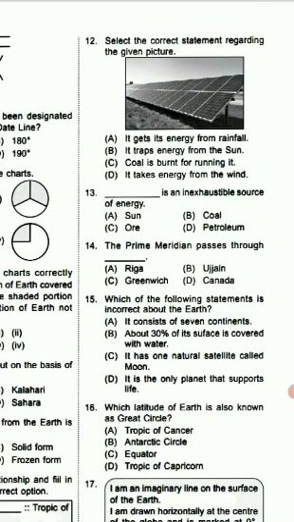Number 16. Which latitude of the Earth is also known as Great Circle? There are four options: Tropic of Cancer, Antarctic Circle, Equator, Tropic of Capricorn. And the answer is C. Equator is the latitude that is also known as the Great Circle. It divides Earth into northern and southern hemisphere.